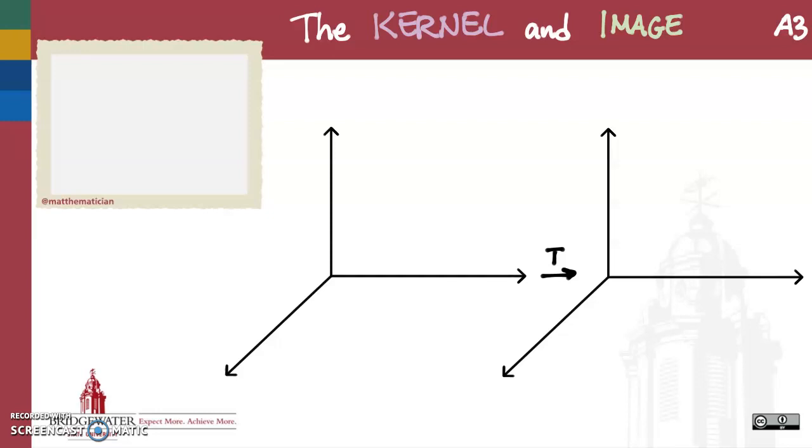Two of the most helpful tools for us to understand the properties of a linear transformation are to discover its kernel and its image. Each one of these is its own vector subspace of either the domain or the codomain, respectively, of a linear transformation. Let's take a look at how they work.